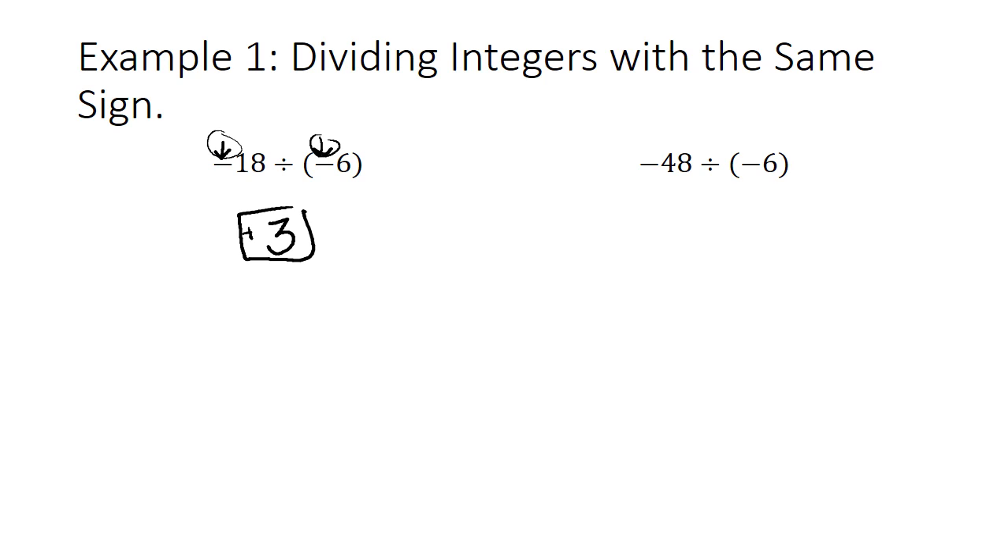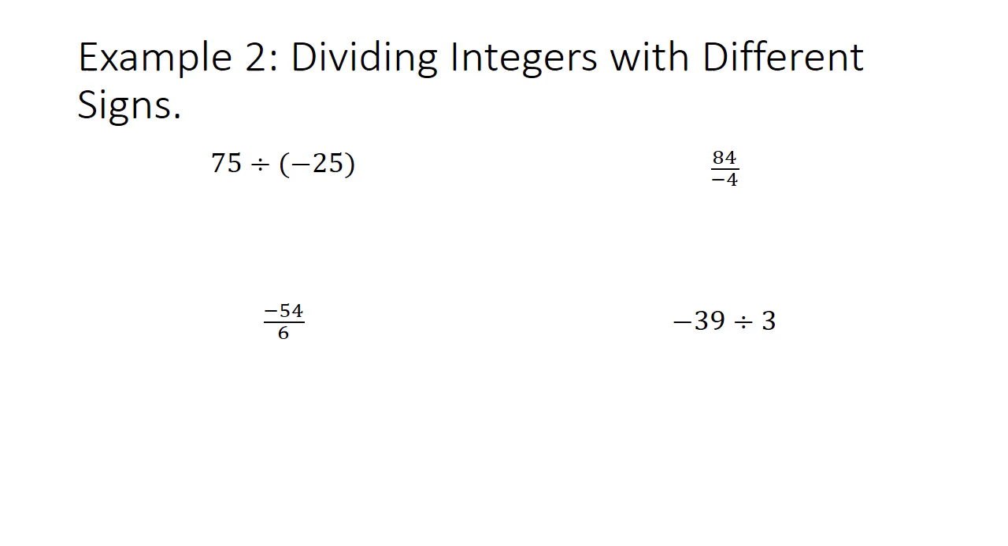Similarly, as we look over here, we have negative 48 divided by negative 6. 48 divided by 6, the normal math problem right here, is going to give us a positive 8. And since these both have the same sign, we can say, oh, negative divided by negative is going to give me a positive. So that's going to give me positive 8 for my answer.